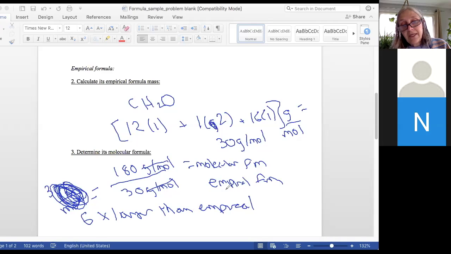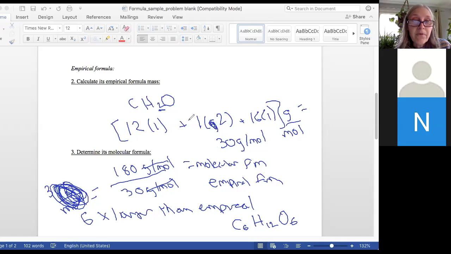I realize my handwriting is not good on this thing. So basically what we have to do is multiply each of these subscripts in the formula by 6. So that's going to be C6, H, and then 2 times 6 is 12, and then O6. So this is a molecular formula for glucose and probably some other things, but glucose is a common sugar. So this is how you would figure out the molecular formula from this information.